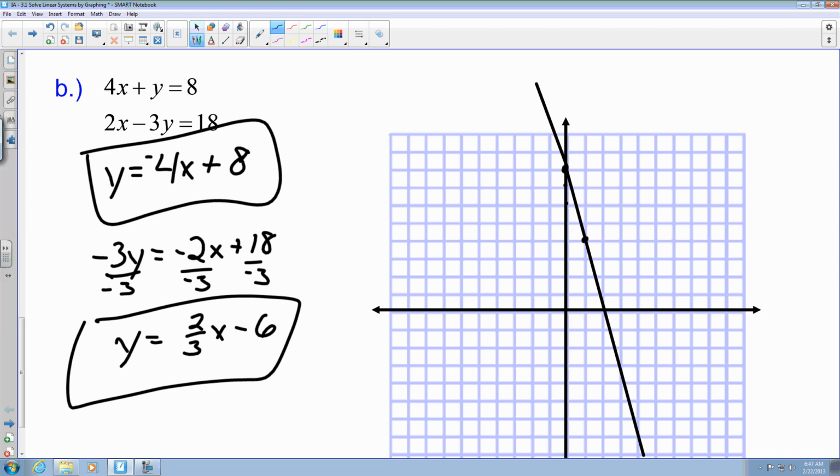So the next one, my y-intercept is -6. So I'm going to go 1, 2, 3, 4, 5, 6. And my slope is 2/3. So I can go 1, 2, 1, 2, 3. So right about there. And draw my line. Something like that.